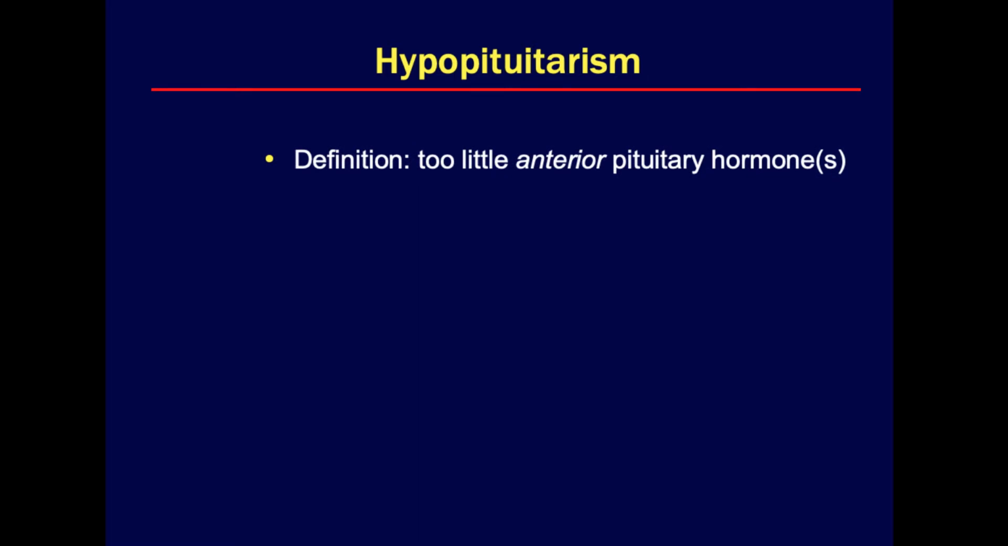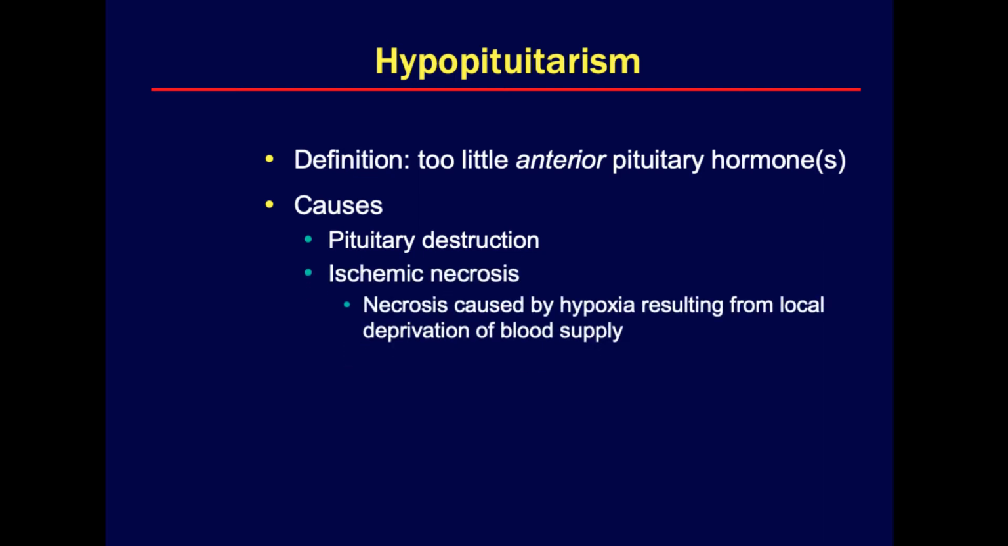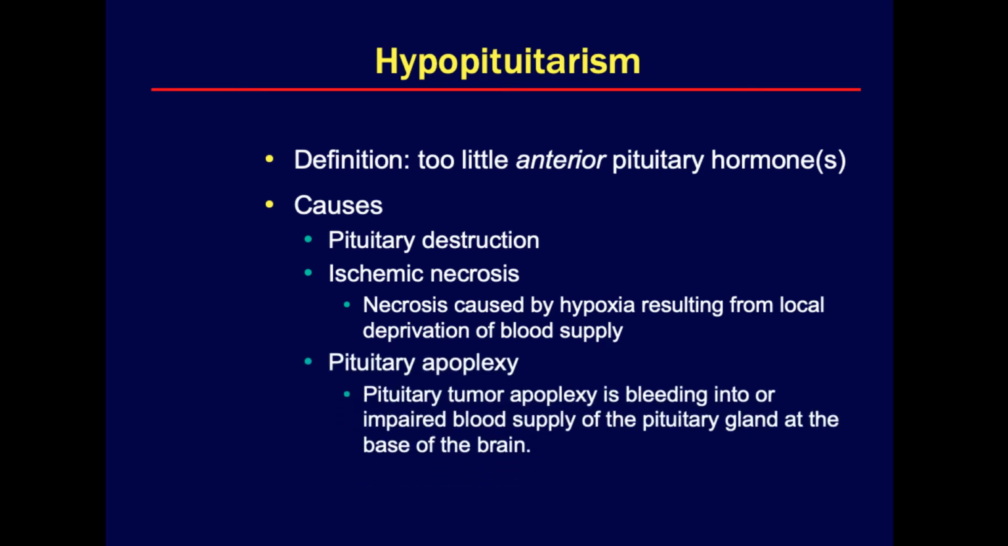Hypopituitarism is where we're producing too little of these anterior pituitary hormones, and this could be due to destruction of the pituitary gland. You have what's called ischemic necrosis, and this is caused by hypoxia because there's not enough blood supply. And then you also have what's called pituitary apoplexy, which is bleeding into or impaired blood supply to the pituitary gland.